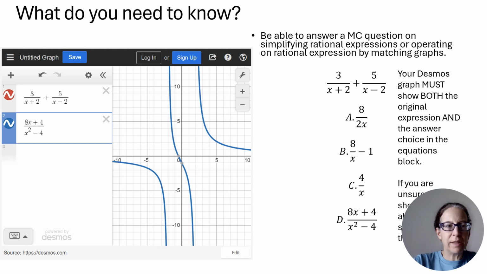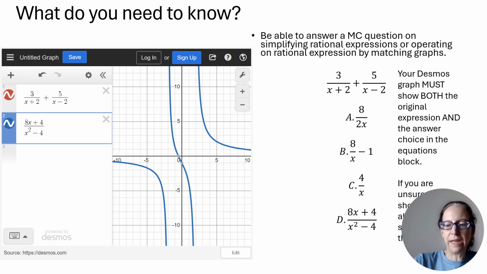So we would type in the original expression, which is 3 over x plus 2 plus 5 over x minus 2, and we get that graph. And now we're going to type in our answer choices. So I have 8 over 2x. That is clearly not the right answer choice because the graphs don't match up. So I'm not going to pick 8 or A.